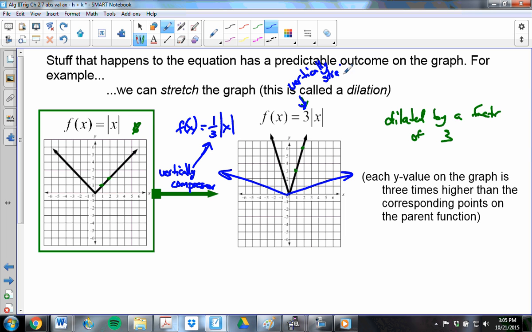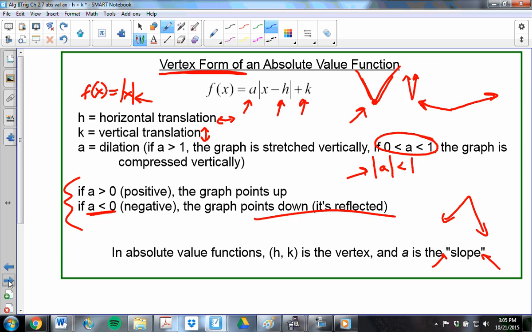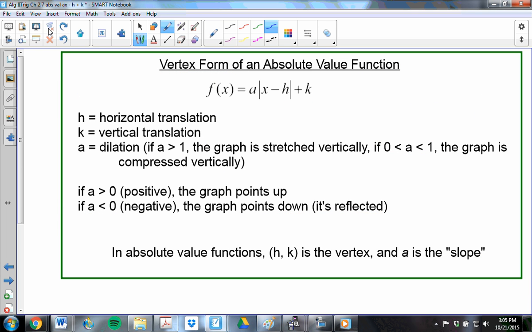You won't see me say that, but I think it's worth coming across. That's what's happening. This is the vertex form of an absolute value function. It has an a, an h, and a k. The parent function looked like this. That's our parent function.